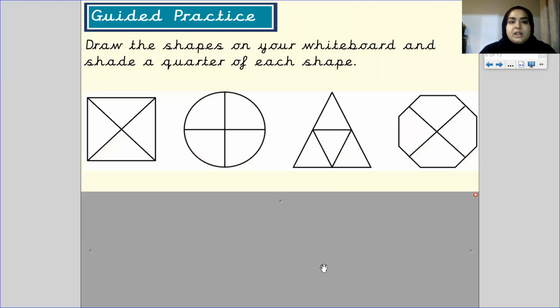Great. Now, this is your guided practice number 2. Draw the shapes on your whiteboard and shade a quarter of each shape. Okay, pause the screen now and work this out, and then come back to my screen when you are ready.